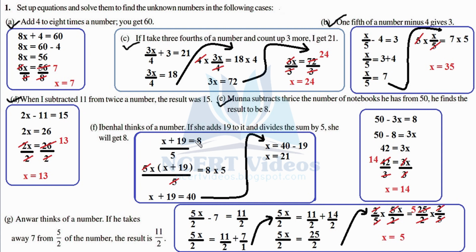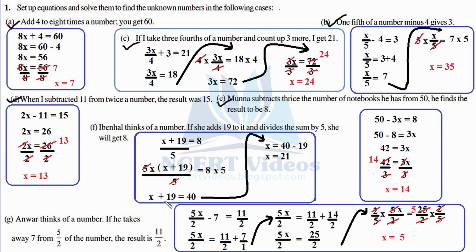She will get 8. So x plus 19 over 5 equals 8. This is your equation. Get rid of this 5. Therefore, we will take x plus 19 in brackets so that we don't get puzzled. Multiply by 5 on this side, and by 5 on this side as well. Now 5 cancels. 8 5s are 40. x plus 19 is left.